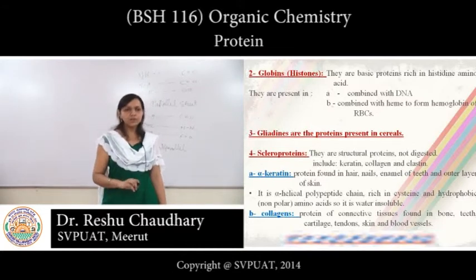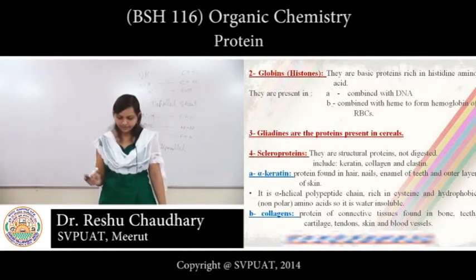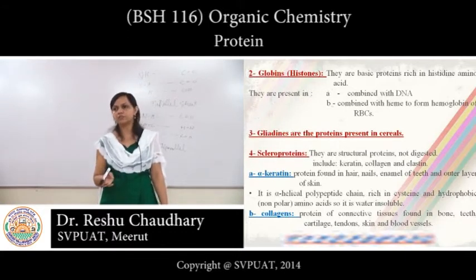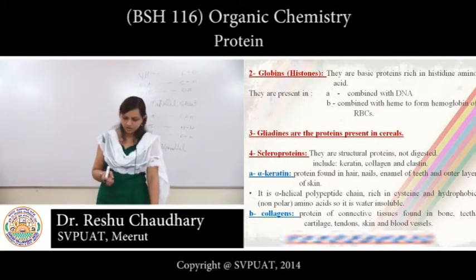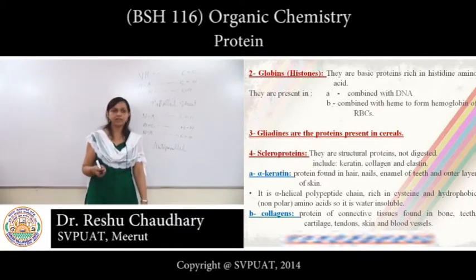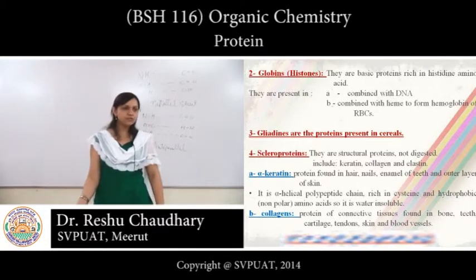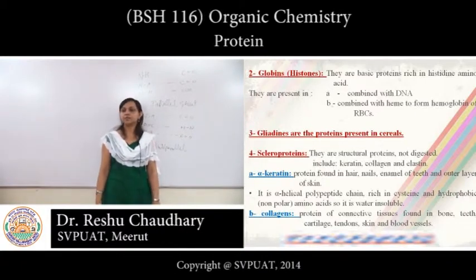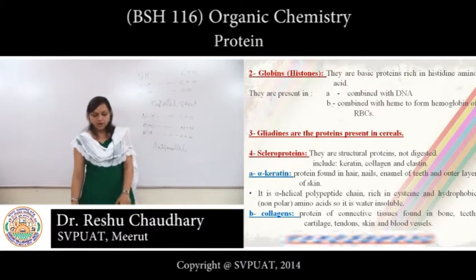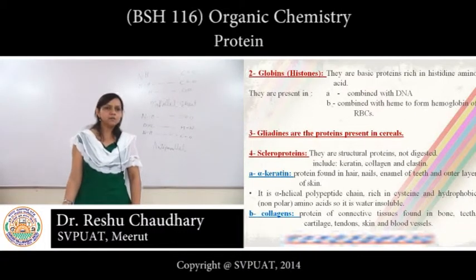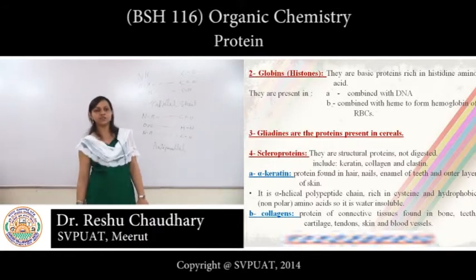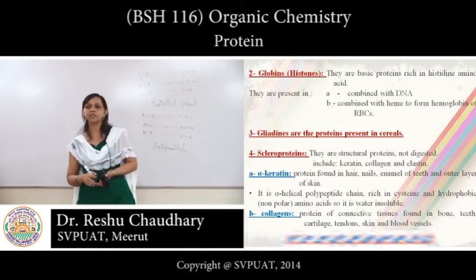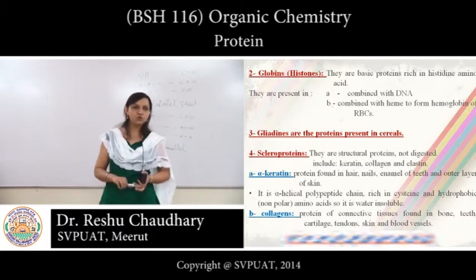They are insoluble in water but soluble in acid and alkalis, coagulated by heating and precipitated by reaction with ammonium sulfate. Now third one is prolamines. They are also insoluble in water and salt solution but soluble in dilute acids and alkalis and 70 to 90% ethyl alcohol. For example, zein, which is present in maize, gliadin, which is present in wheat, and hordein, which is present in barley. Next one is glutelins.